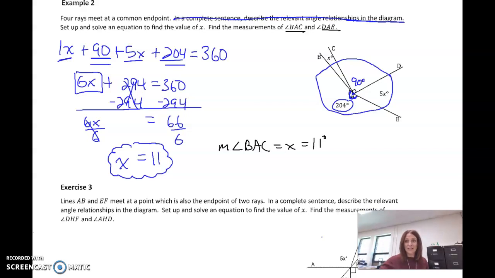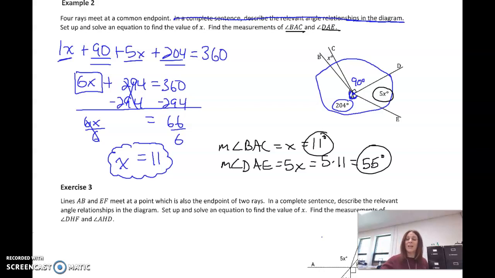Okay? And DAE. Well, DAE is 5x. So the measure, that's all the little m means, of DAE is 5 times x. So 5 times 11, which is 55 degrees. Okay, so again, the more you work with this stuff, the easier it's going to get, the more you're going to be able to see. So just keep persevering through it.